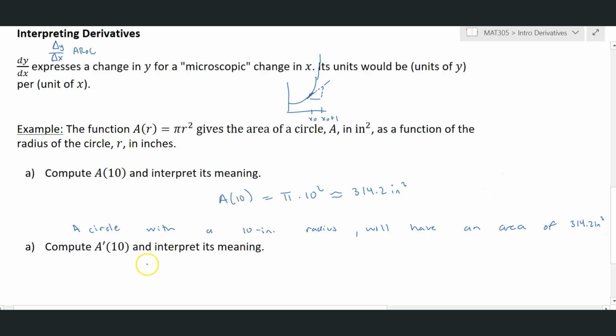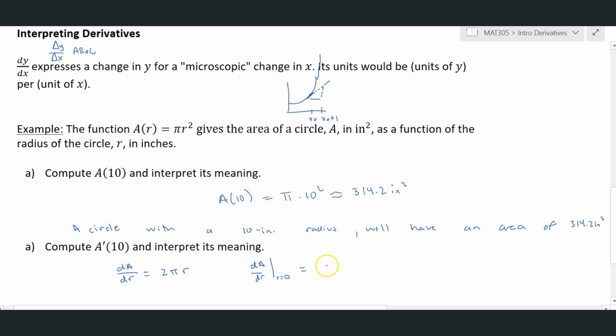10 inches, 314.2 square inches. Now, let's calculate A prime of 10, so that requires taking a derivative. And also, by the way, A prime is the same thing as saying dA dr. That's the derivative of A with respect to the variable r. And so the derivative function would be 2 pi r, the derivative of pi r squared. And now we want to evaluate this. By the way, we could just write A prime of 10, or we could also say dA dr for r equals 10. That's just another way of saying evaluate that function at r equals 10.